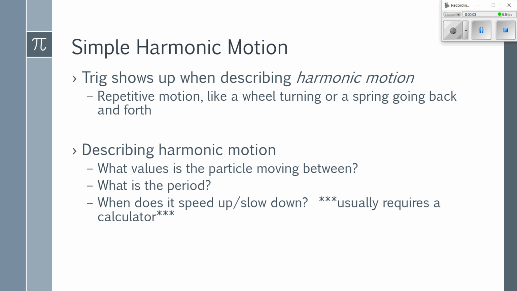So I did want to take a brief foray into discussing simple harmonic motion. Harmonic motion is a repetitive motion, and simple harmonic means that the repetition is exactly the same every single time. So this would be like a wheel spinning, a spring going back and forth, a pendulum swinging back and forth. That type of thing would be harmonic motion. And if it's exactly the same, especially the wheel turning, is a great example of simple harmonic motion.